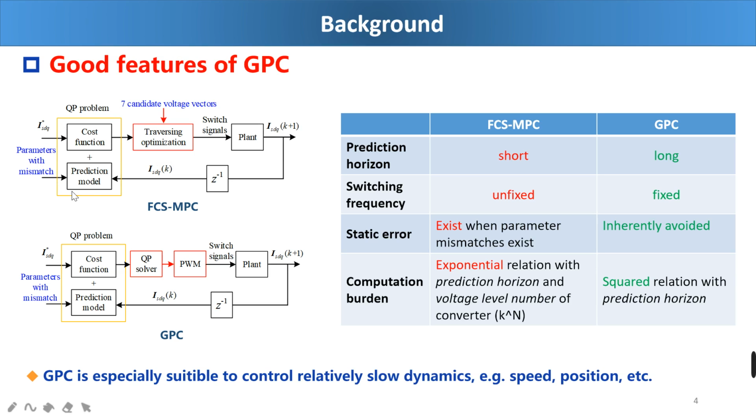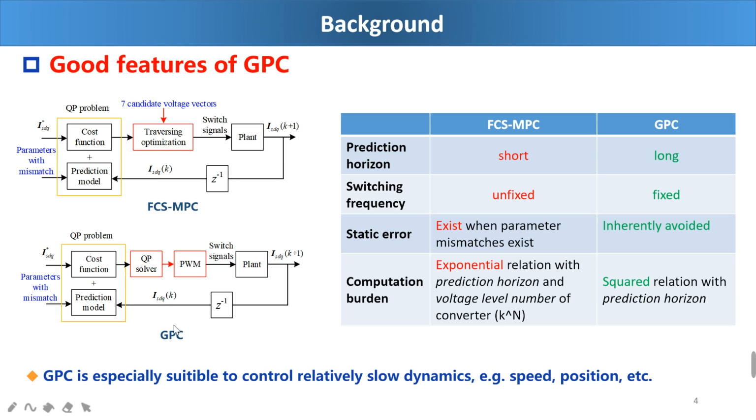Here is the control structure of FCS MPC. So firstly we build this QP, quadratic programming problem, and then we use this traversing optimization method to solve this QP problem. And the traversing optimization is actually by applying all the candidate voltage vectors to the QP problem, and finally select the best one that minimizes the cost function, so we can directly obtain the voltage vector, so we do not need any PWM modules.